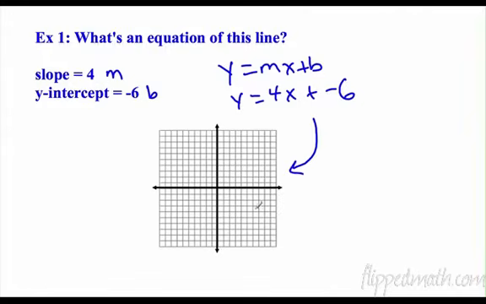Now we can graph it, right? So I start at negative 6, 1, 2, 3, 4, 5, 6 down. Go up 4, 1, 2, 3, 4, over 1. See how I can do when I graph my line. Boom! That's pretty good. All right, let's try another one.